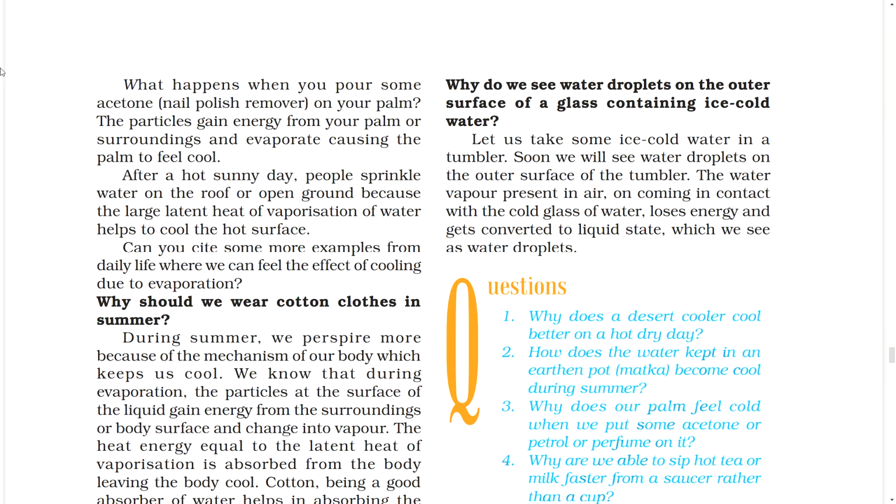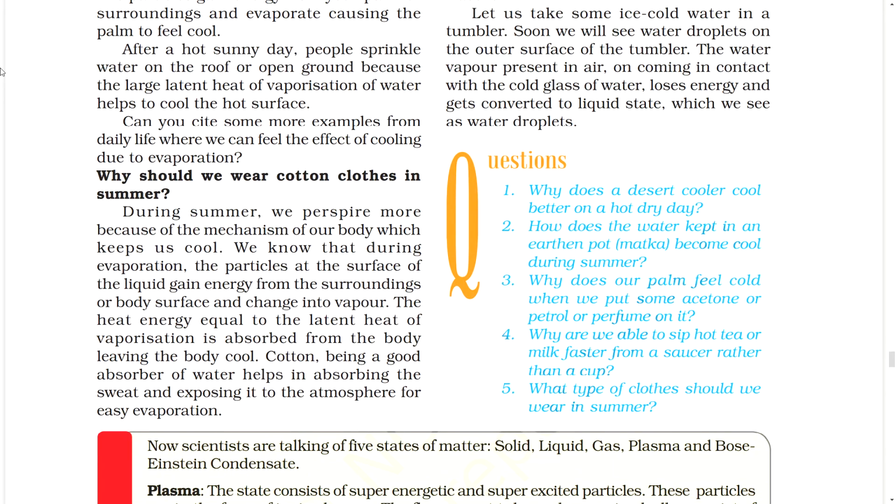Why do we see water droplets on the outer surface of a glass containing ice-cold water? Let us take some ice-cold water in a tumbler. Soon we will see water droplets on the outer surface of the tumbler. The water vapor present in air, on coming in contact with the cold glass of water, loses energy and gets converted to the liquid state, which we see as water droplets. Questions? Comment this.